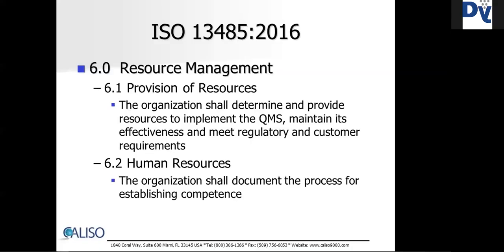6.2, human resources. The organization shall document the process for establishing competence, which means that the organization needs to determine the competence for personnel performing work affecting quality. They need to provide training to maintain competency and evaluate the effectiveness of that training. And they need to ensure that the personnel are aware of how they contribute to customer satisfaction as well as the achievement of the quality objectives.